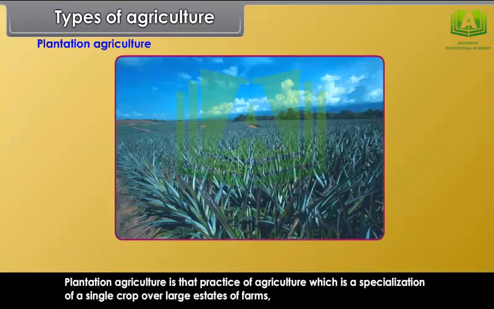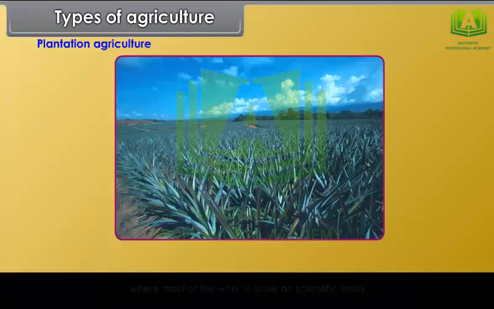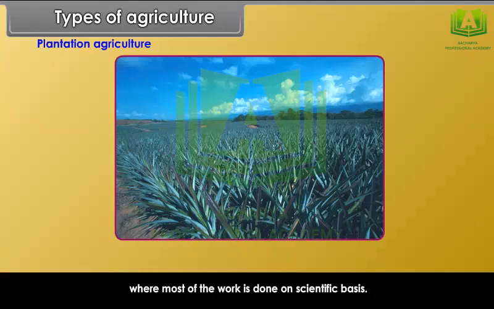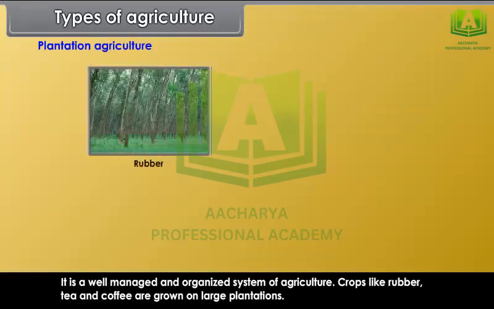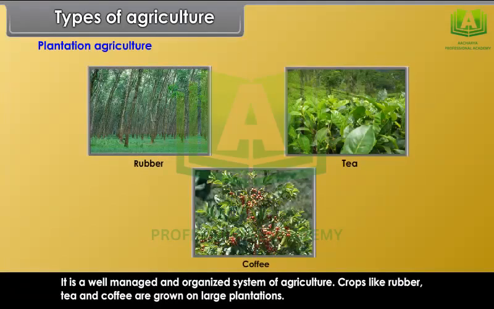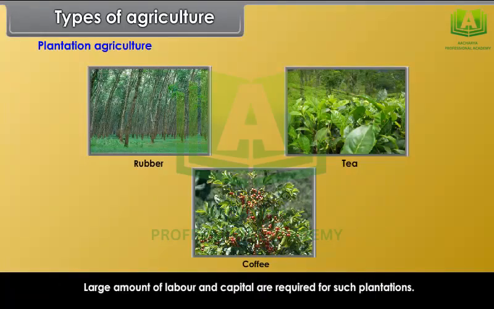Plantation agriculture is that practice of agriculture which is a specialization of a single crop over large estates of farms where most of the work is done on scientific basis. It is a well-managed and organized system of agriculture. Crops like rubber, tea and coffee are grown on large plantations. Large amount of labor and capital are required for such plantations.